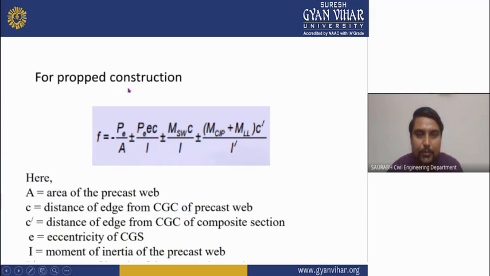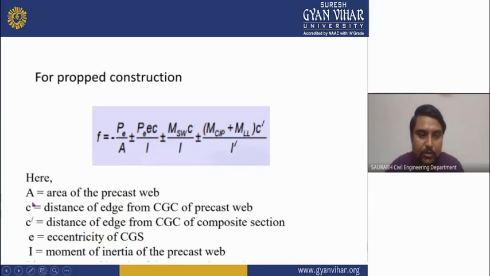And there is also proposed construction. F will be equal to PE upon A plus minus P upon L plus MSWC upon L plus minus MCIP plus MLL is equal to L dash.